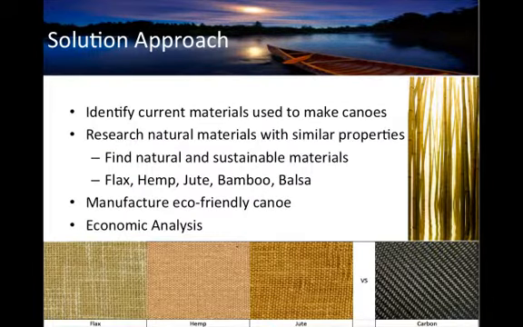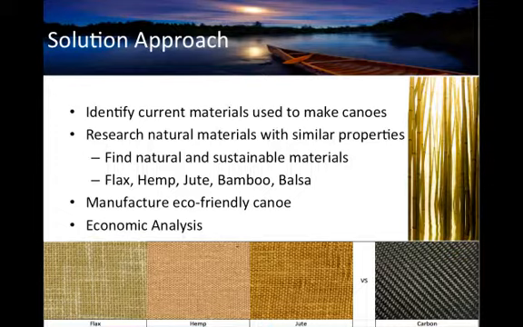The solution approach I followed was first identifying the current materials used to make canoes. These include plastics, wood, aluminum, and even carbon fiber. Next, I had to research the natural materials with similar properties. After doing research, I found that some of these materials include flax, hemp, jute, bamboo, and balsa wood.